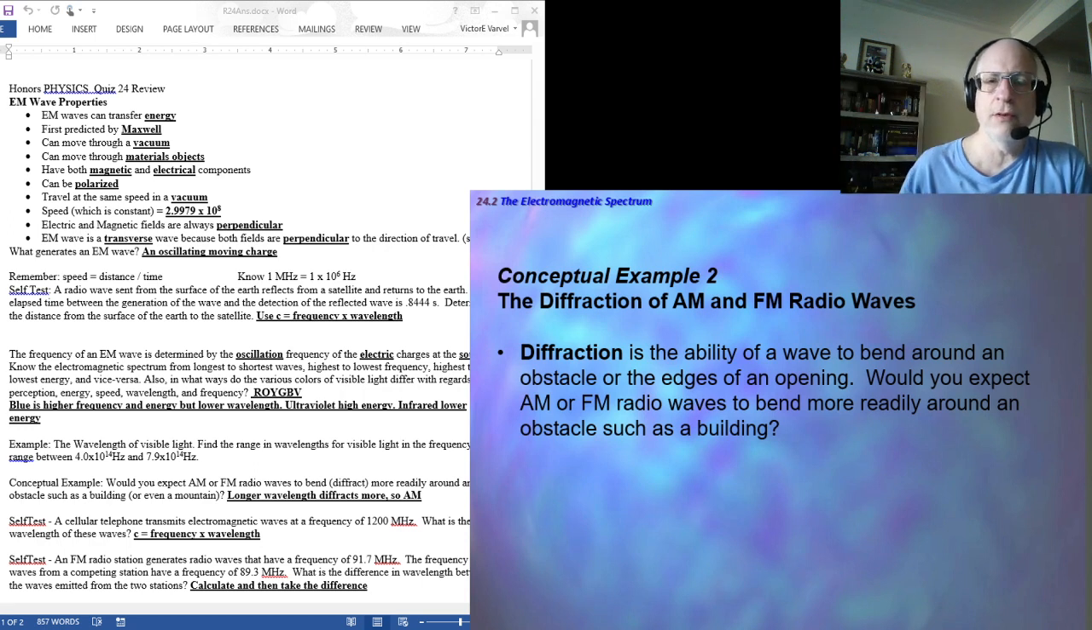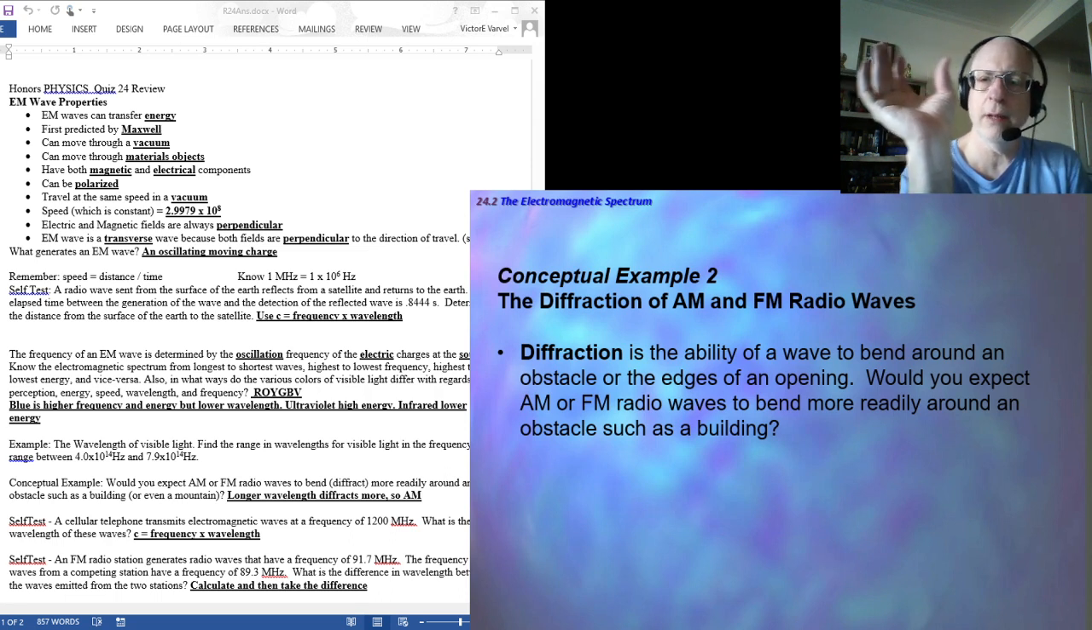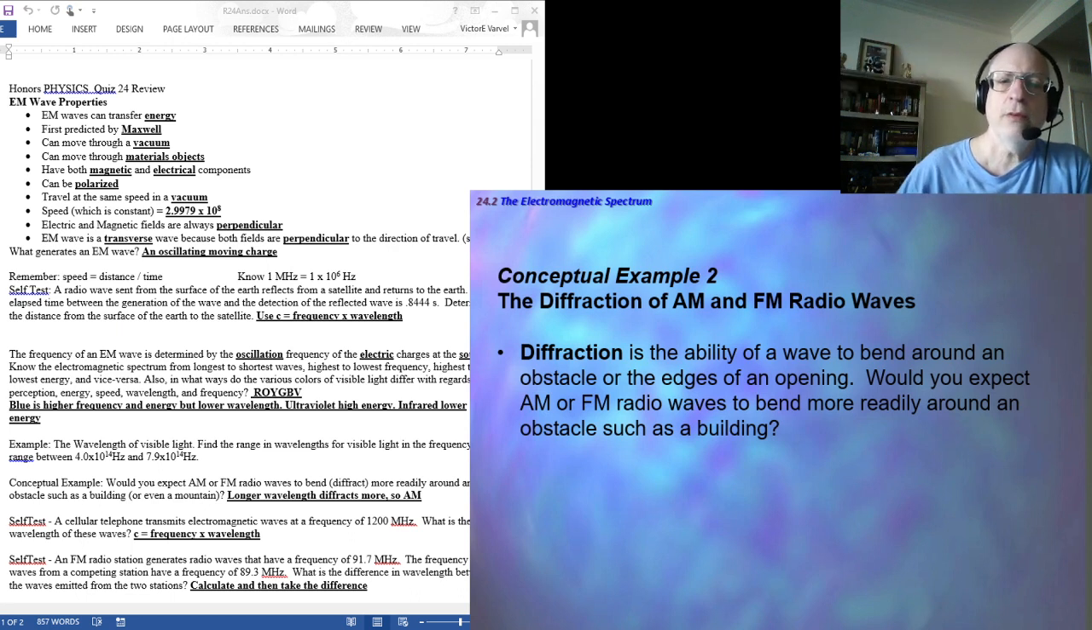So we showed pictures of that before. Now, understanding that, remember that with diffraction, if the opening is the same size as the wavelength, or nearly the same size, a little smaller, you get the most diffraction. So which one would you expect, AM or FM radio waves, to bend more readily around an obstacle?